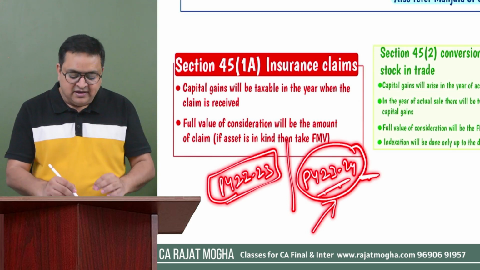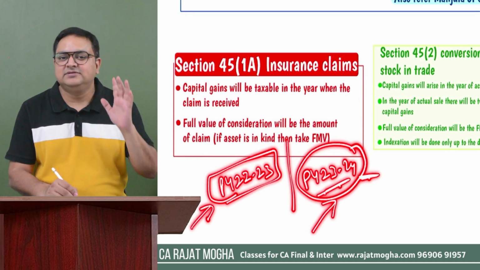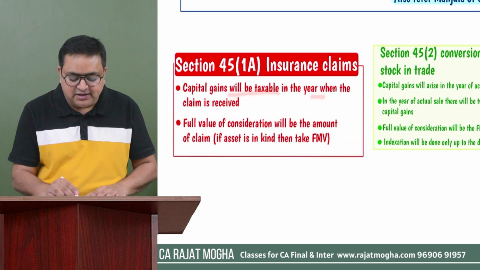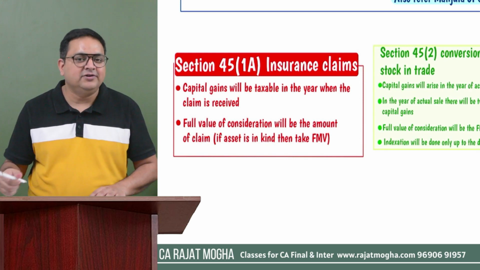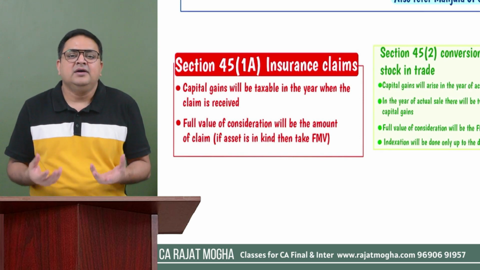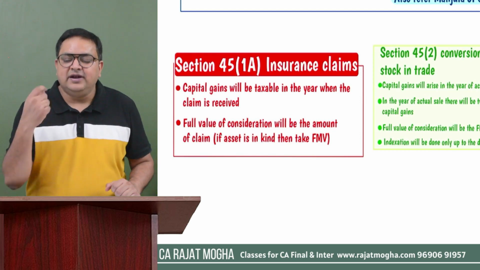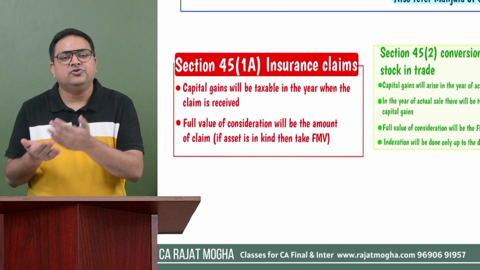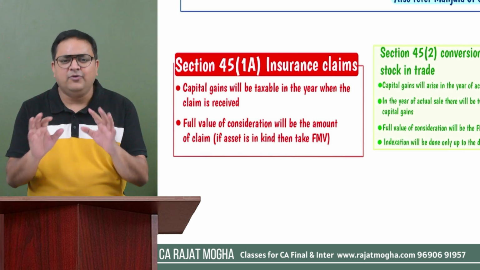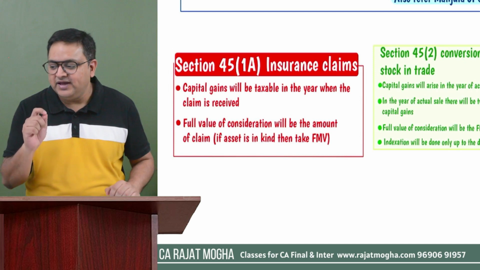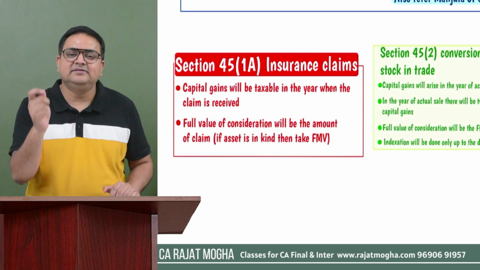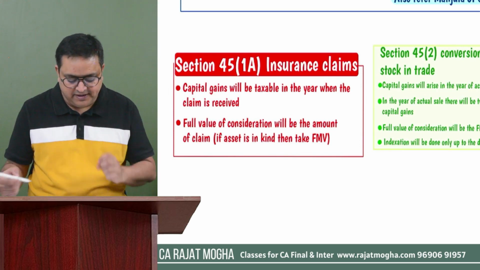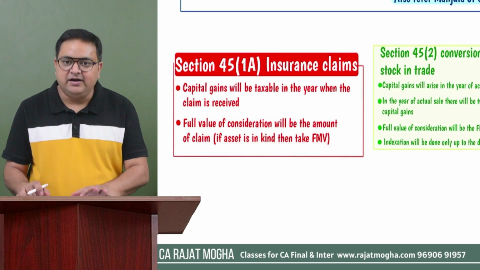The general provision says whenever an asset is transferred, please charge capital gain tax. But this is a special provision. Capital gain will be taxable in the year when the claim is received. And what would be the full value of consideration? Whatever insurance claim is received would be the full value of consideration. If they are giving in monetary form, then it is okay. But if the insurance company is giving in kind, which is a very theoretical point, as generally they give you in monetary form, then please take the market value of that particular asset which we are getting from the insurance company. So if it is in kind, then take the fair market value.